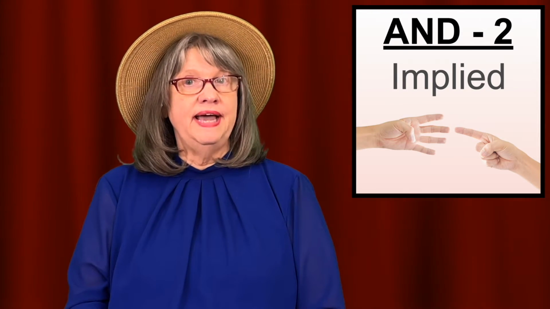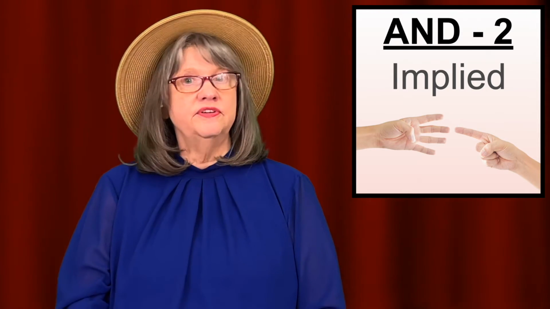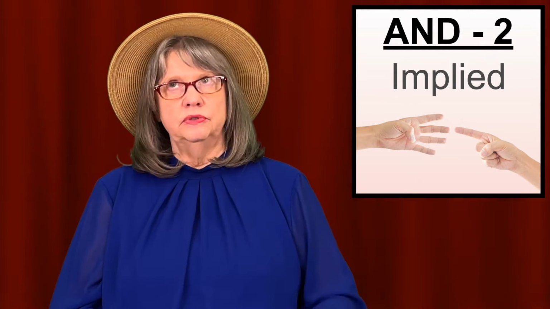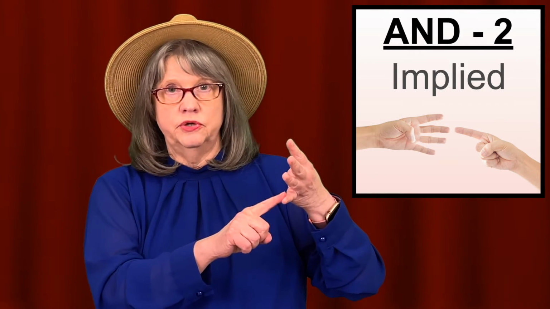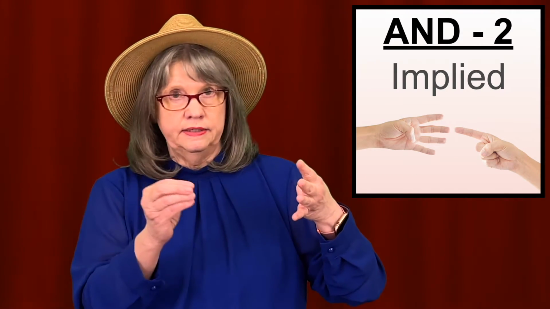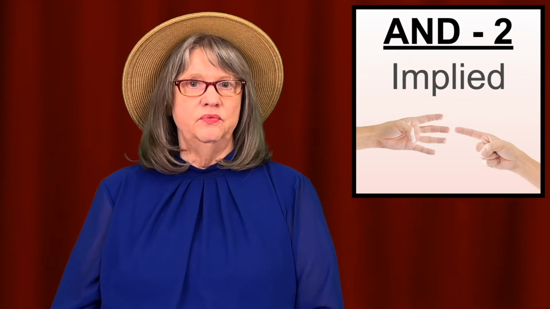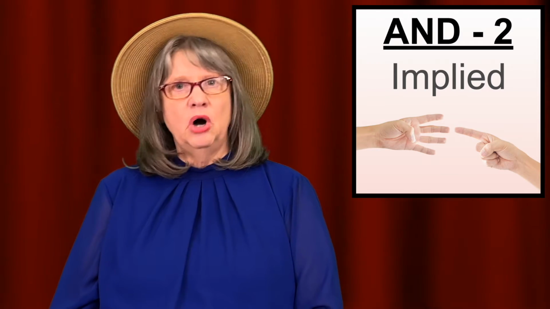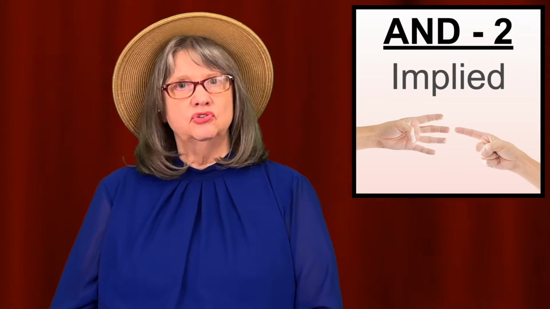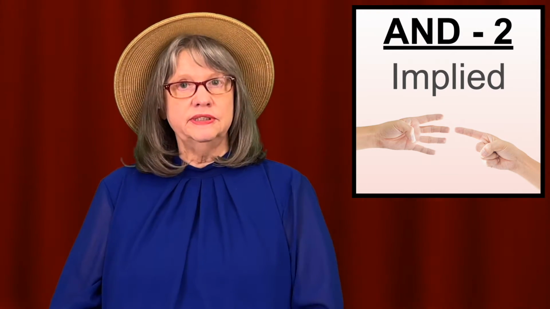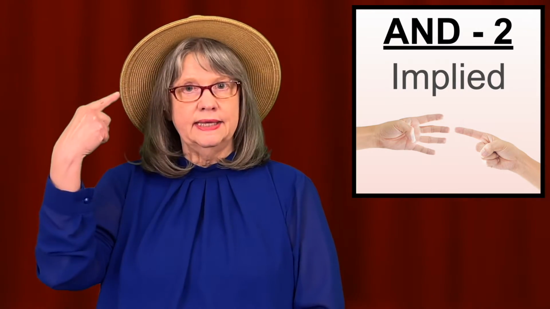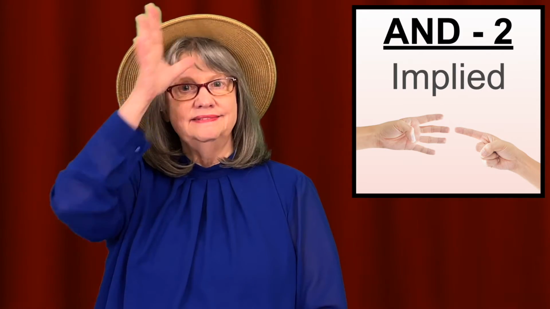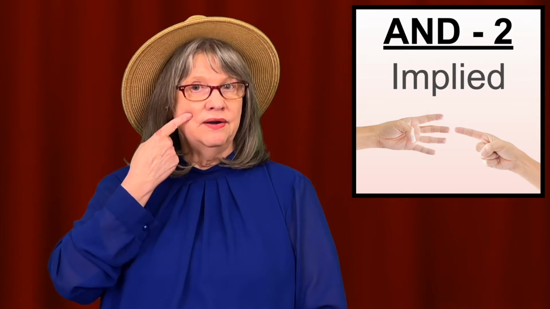Dr. Bill says leave out and if the sentence means the same without it. He gives the examples of listing a group of objects. You don't need to use and. He says it's also not needed when using common word pairs such as black and white movie, mom and dad, salt and pepper, sweet and sour chicken. Just leave it out. So you sign black, white movie, mom, dad, sweet, sour chicken.